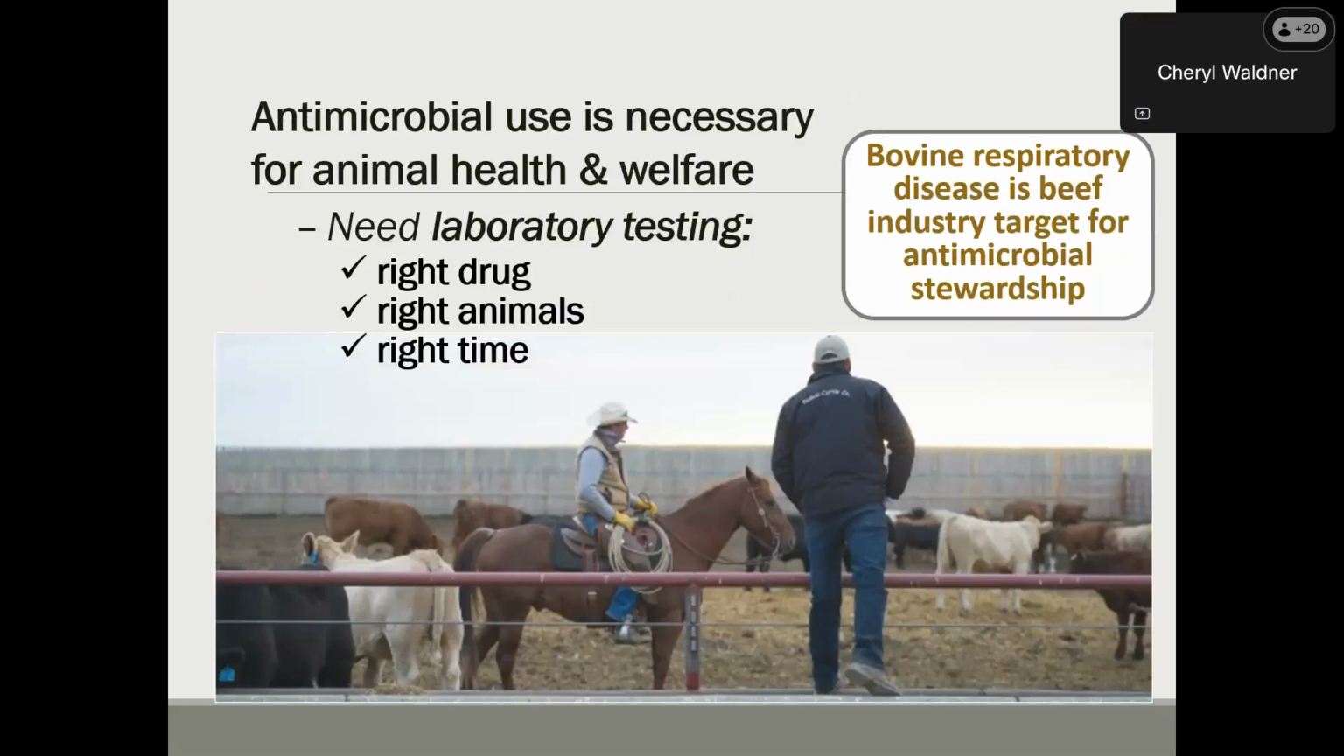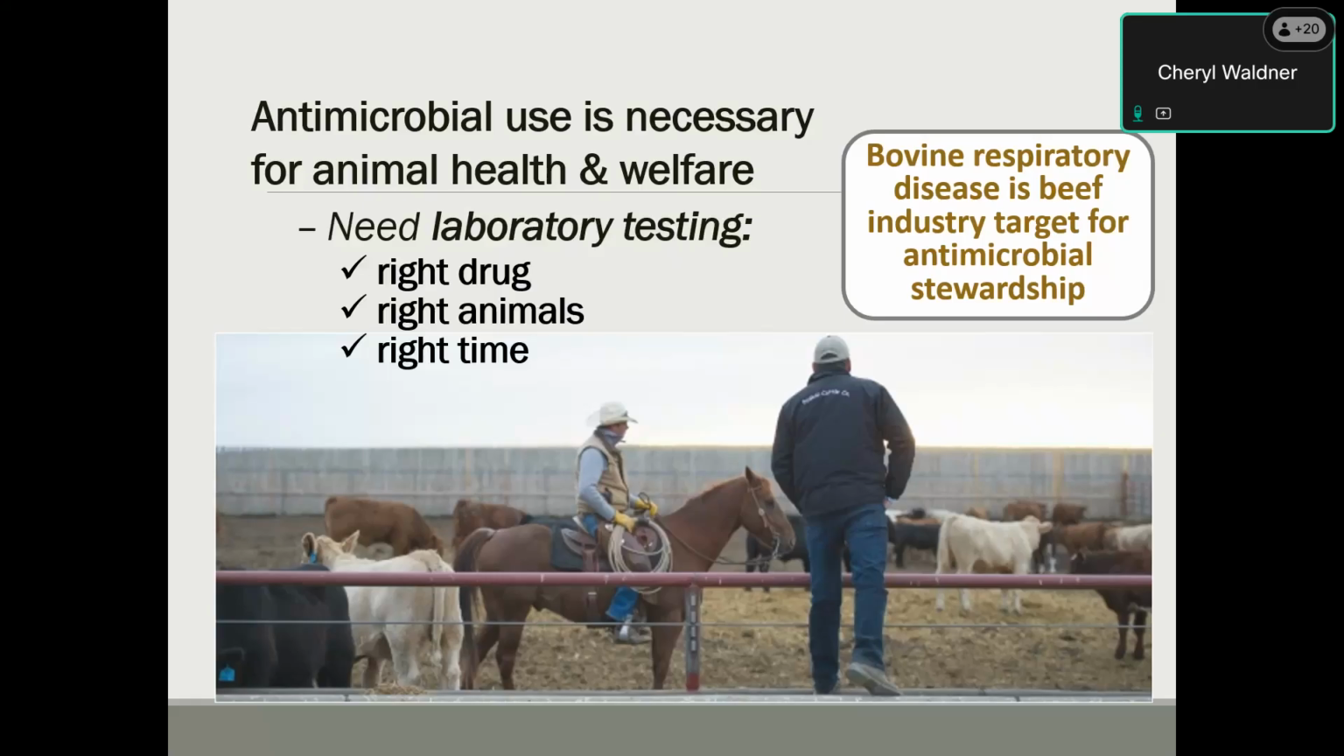So we want tools in our toolbox, and laboratory testing is one of those tools that will help us make sure that when we are treating respiratory disease in these animals, we are using the right drug in the right animals at the right time. And there's been a lot of very large quantitative studies done, a lot of very large effectiveness studies done. We actually do a pretty good job of this. We can manage this problem pretty effectively with antimicrobials.